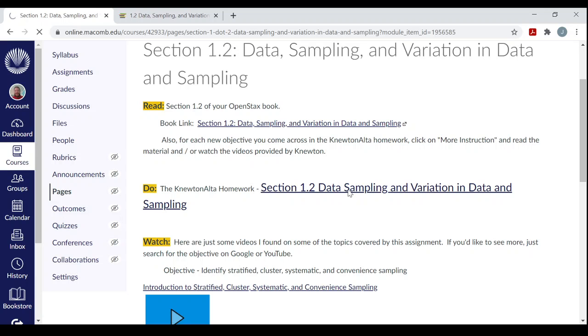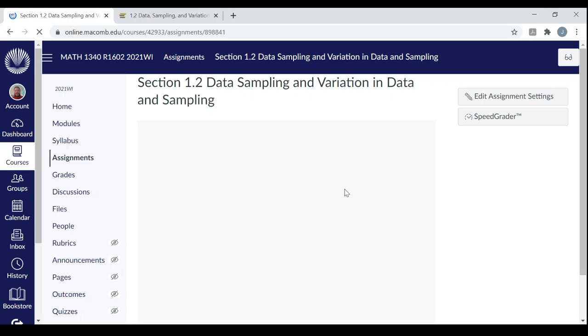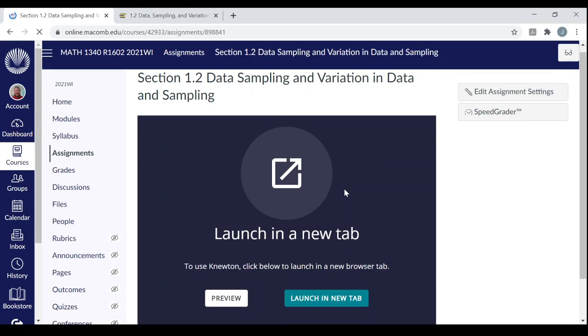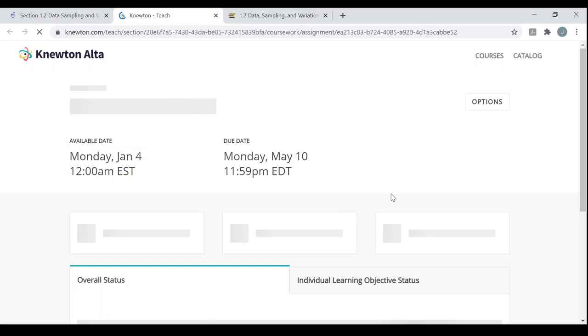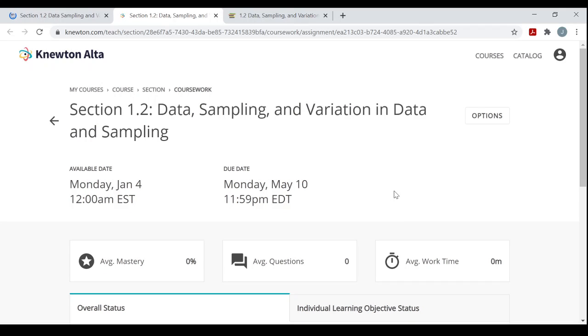Alright, so I'm going to do that. I'm going to click on the link to the KnewtonAlta homework for section 1.2. It might show up on screen for you. For me, it's going to ask me to launch in a new tab. Now I'm in a teacher view, not a student view, so let me show you what this will look like as a student. I'll preview as a student.